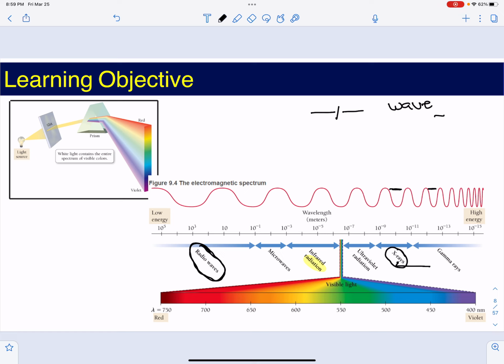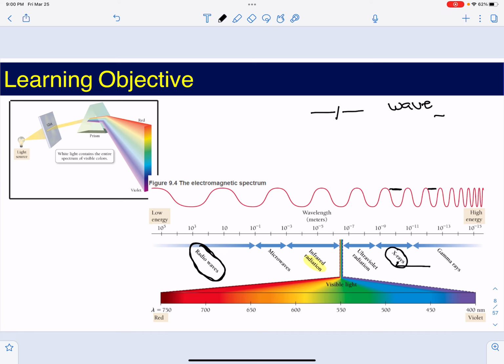So the wavelength and the frequency are opposite to each other. As the wavelength gets bigger, the frequency gets smaller. As the frequency gets smaller, the energy gets smaller. So as the wavelength gets bigger, the frequency is going to decrease.